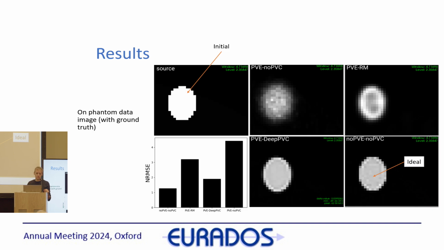First on phantom data. On the top left, you can see the ellipsoid source. This is what is simulated in the Monte Carlo system. On the bottom right, you can see the ideal reconstruction that could be obtained if the SPECT imaging system was perfect, with an infinite collimator, let's say.